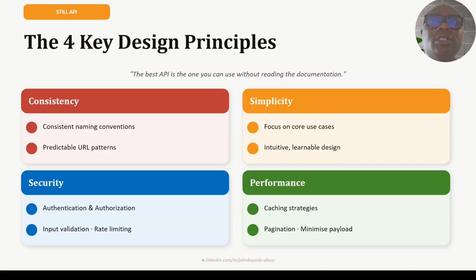Number 2 is simplicity. Focus on core use cases, intuitive, learnable designs. It shouldn't be complicated. It should just focus on the use cases. It should be intuitive, so that somebody doesn't have to read your documentation before they can know what you are actually doing, or what they can actually consume, or the structure of your contract. It should be that easy, please. It should be that easy.